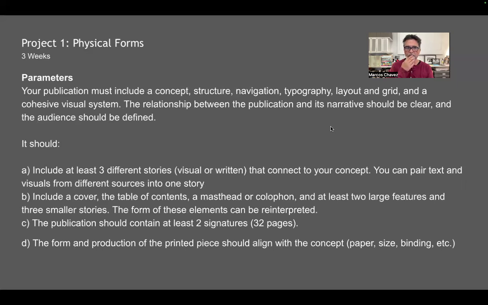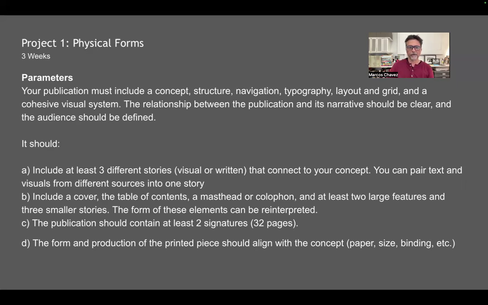So parameters. Your publication must include a concept, structure, navigation, typography, layout, and grid, and a cohesive visual system. This is pretty general stuff. The relationship between the publication and its narrative should be clear. The audience should be defined.